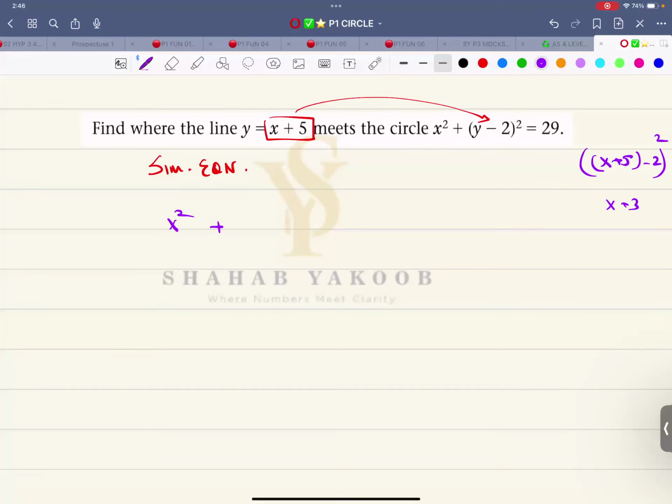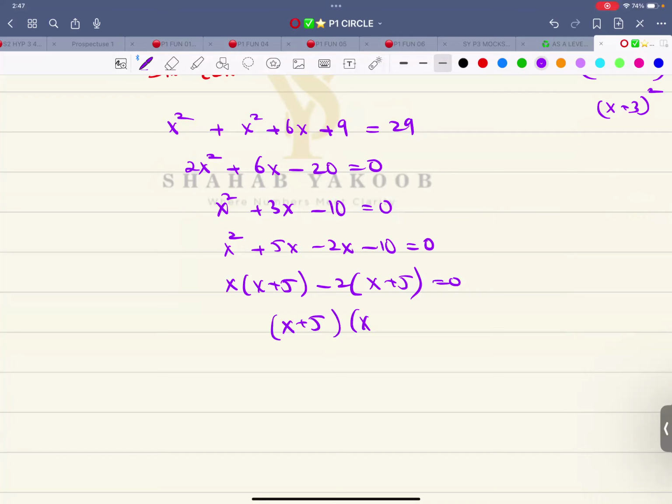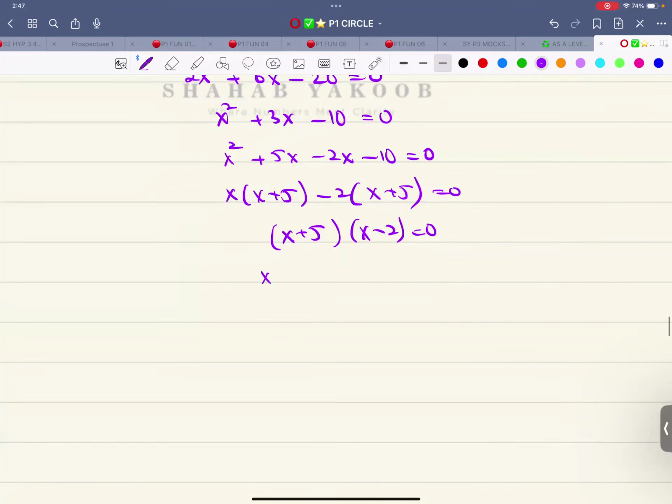So this is x plus 3 whole square, which is x squared plus 6x plus 9 equals 29. 2x squared plus 6x minus 20 equals 0. X squared plus 3x minus 10 equals 0. X squared plus 5x minus 2x minus 10 equals 0. X bracket x plus 5 minus 2 bracket x plus 5 equals 0. X plus 5 common, x minus 2 equals 0. Show all steps. X is negative 5, x is positive 2.